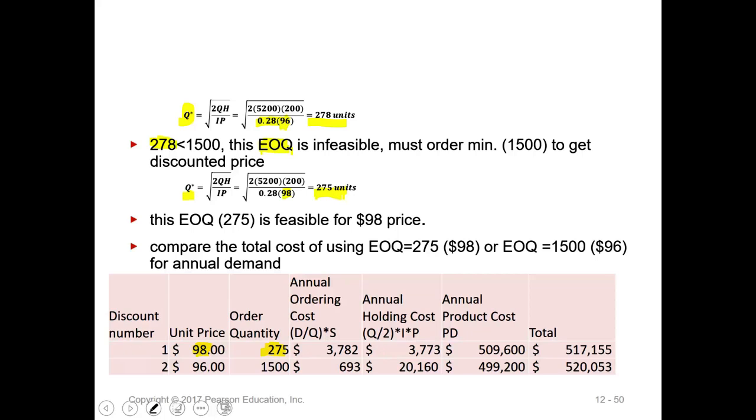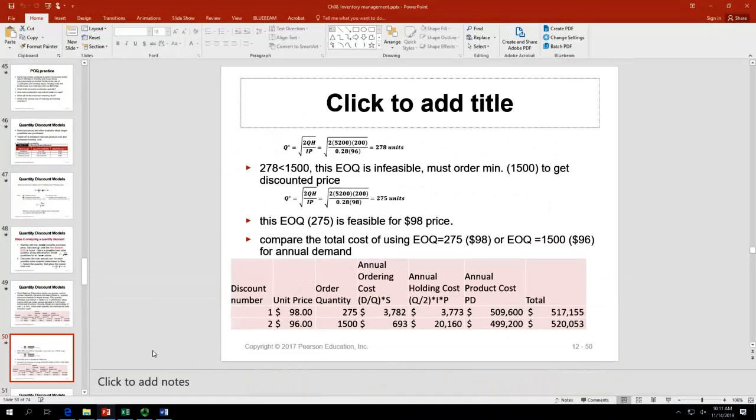But how do you calculate the annual ordering cost, the annual holding cost, the annual product cost? That's the part I wanted to show you. This one you need to use Excel, okay? So go and open your Excel.